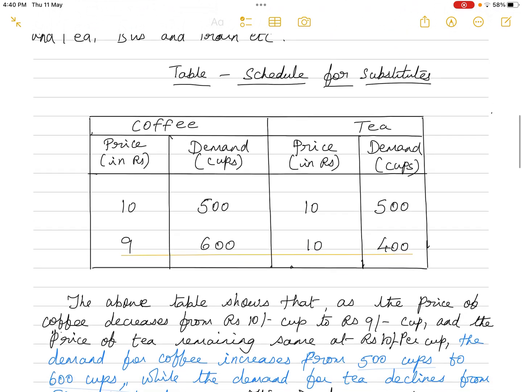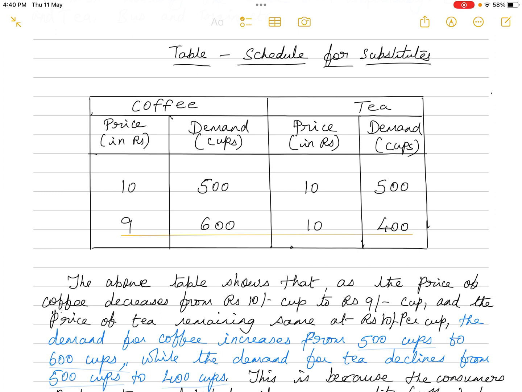Okay, now let us move on and explain it with the help of a table. The table is the schedule for substitutes. What you are observing in the table, there are two columns. The first column is representing the price and demand of coffee in cups, and the second one is representing the price and demand for tea in cups. Assume this is a market demand, not an individual demand. So we are talking about the price of coffee and the demand for tea. Okay, so you are taking the price of one commodity and the demand of another commodity.